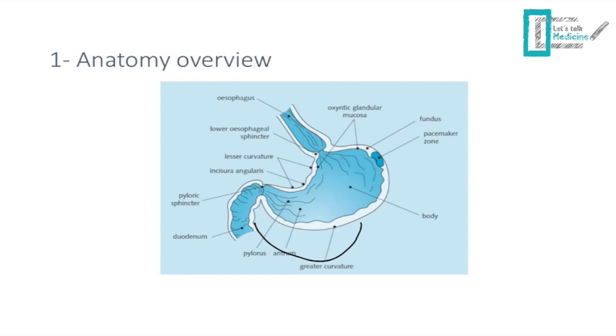So if I draw a continuation here, this is the duodenum, the first part of the intestine. And then we have the jejunum and the ileum. The duodenum is divided into different parts. The first is the duodenal cap. Then we have the descending, the transverse, and the ascending parts.